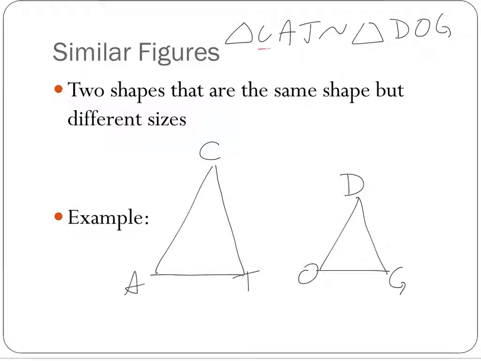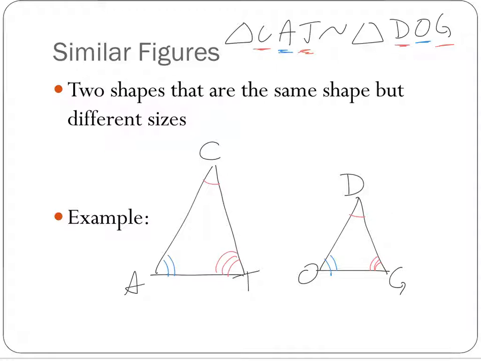Because angle C matches angle D. Angle C and angle D have the same measurement in similar figures. And I'm going to use these arc marks. You've seen these before, probably last year. Then I'm going to say that angle A matches angle O. Notice the order up top here. I'm going to use this order down here. So angle A, use the arc mark, matches angle O. Then finally, I'm going to say that the last one, T, matches G, and I'm going to use three arc marks. T matches G. And this is similarity.